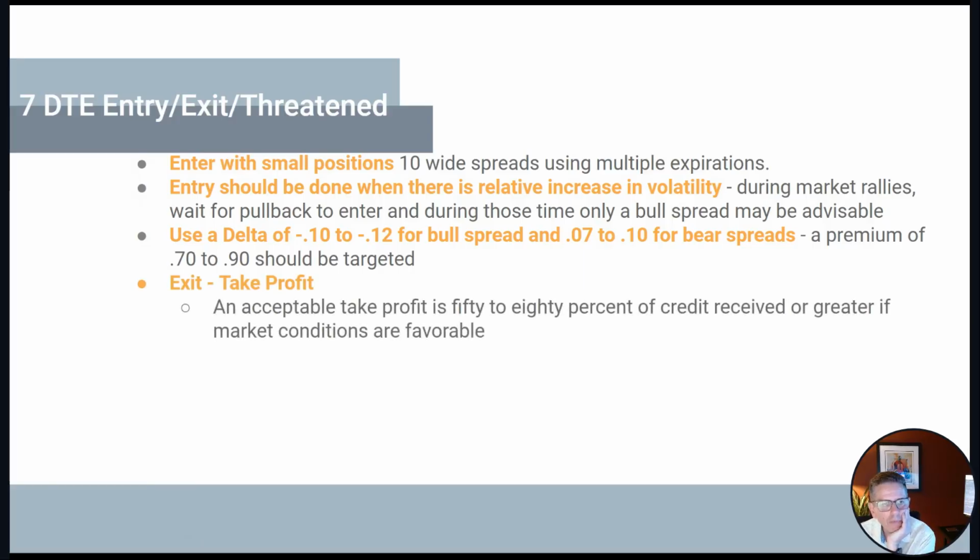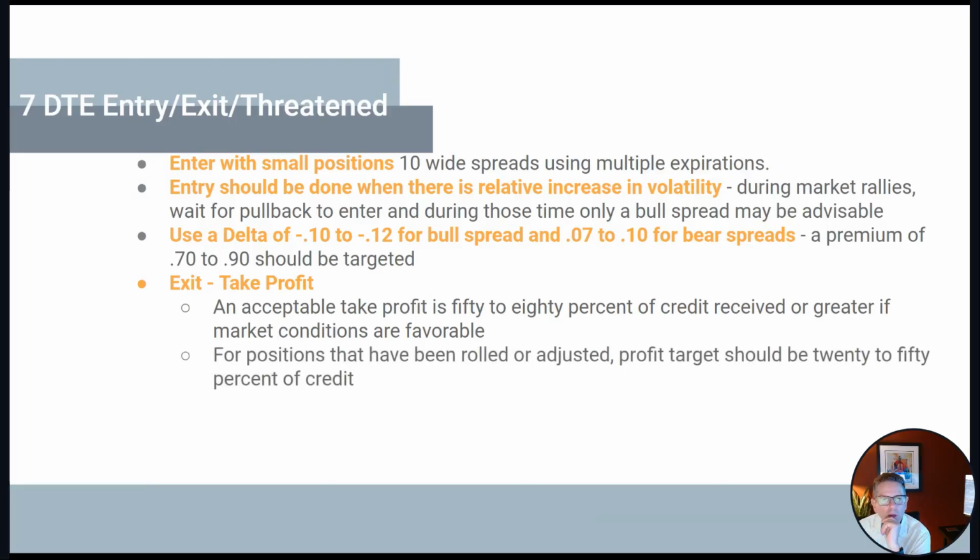So exit, take a profit. You want to close that trade earlier than you normally would, if you're profitable. Normally, I take them down to 10 cents, but you want to take it up to like 30, 40 cents, close it out, and move on. Okay, because you may be riding that thing for a while. So for positions that you have rolled and adjusted, profit target should be 20 to 50% instead of 80%, and that's just the right way to go.